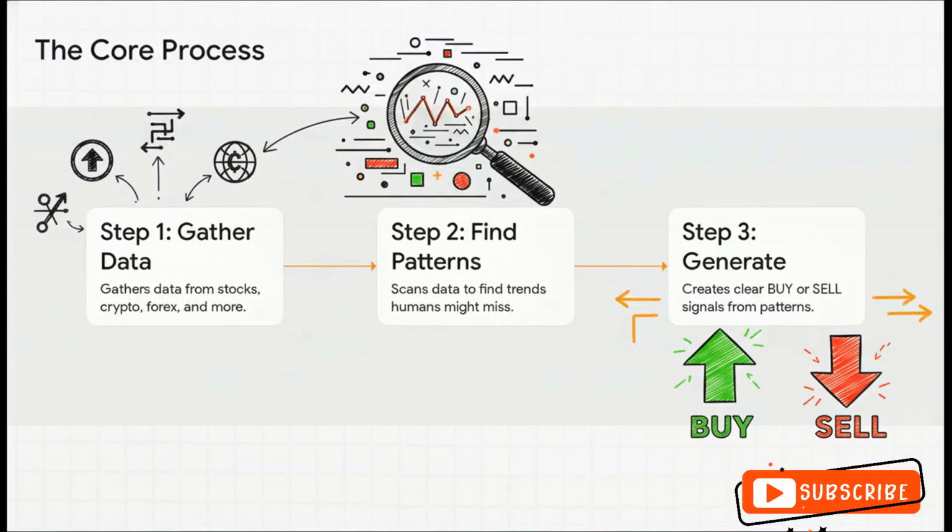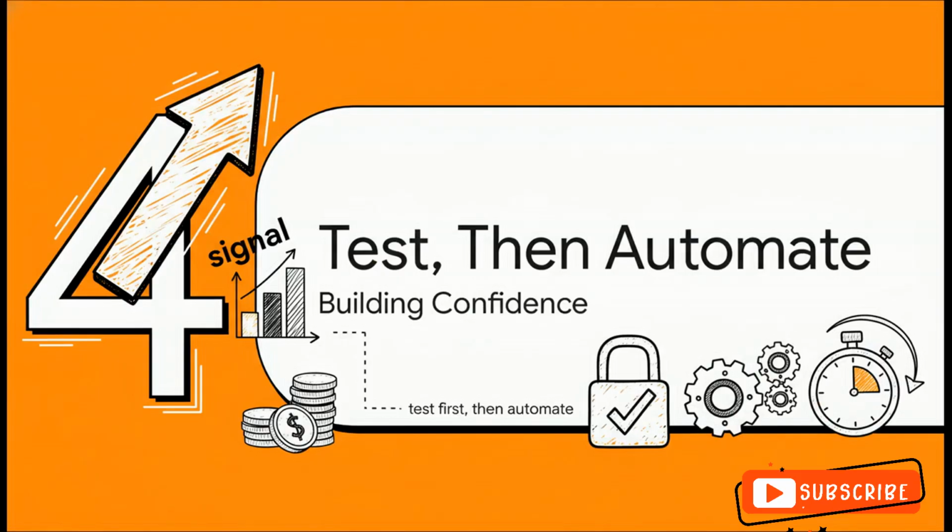Okay, step 1, it just gathers data, tons of it, from stocks, crypto, forex, you name it, it's pulling it in. Then comes the really cool part, step 2. It finds patterns. It scans all that data for little trends and behaviors that a human eye would just completely miss. We're talking about things that are almost invisible across thousands of different assets at once. And then step 3, bam! It generates a signal, a simple, clear arrow. Green for buy, red for sell. No more second guessing.